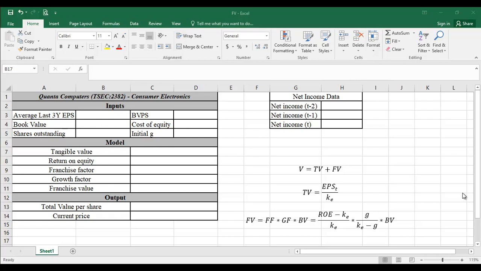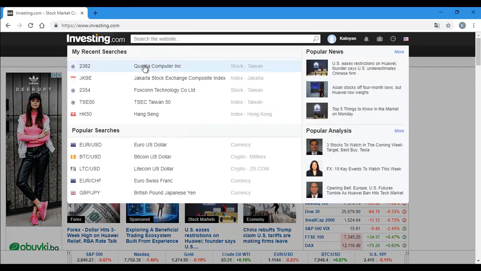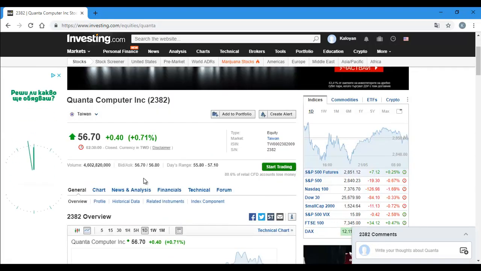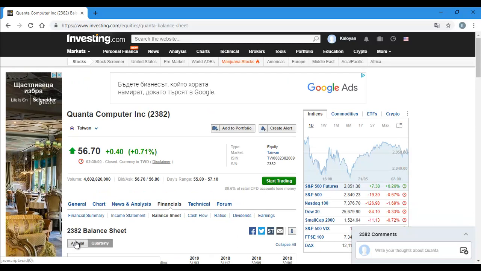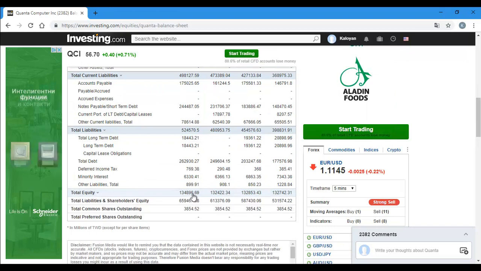Now, let's begin by getting the data from a public database. For this example, I will use the website investing.com, which has a very good database of financial information. I find my company, Quanta Computers, in the search engine. I'll need several things from the financial statements. From the balance sheet, I will need the current book value of equity. This is this field here, total equity.